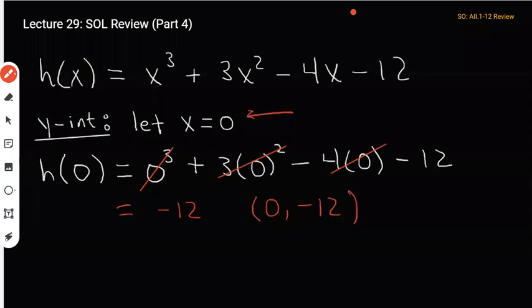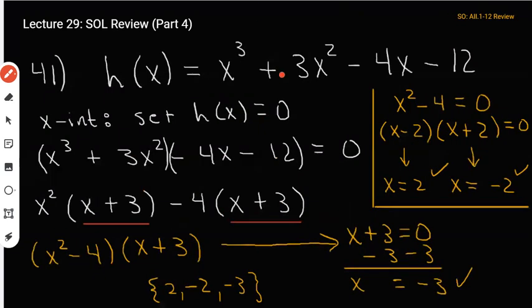So that's the y-intercept. You have to let x be 0. So if you're ever finding intercepts, you're always letting the opposite variable equal 0. So for the y-intercept, you let x be 0, but when we found the x-intercepts, you needed to let y be 0. So this is essentially the same as letting y be 0.